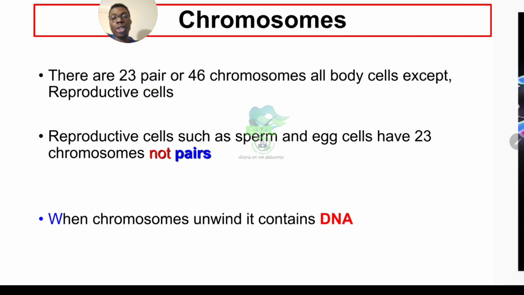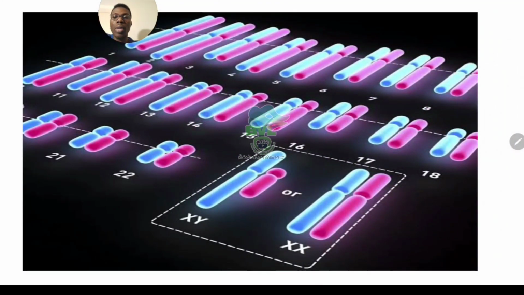So if I show you that, this is what we have in somatic cells. What does that even mean? Somatic cells means body cells. All the cells in our body, except for sperm cells and egg cells, are called somatic cells.